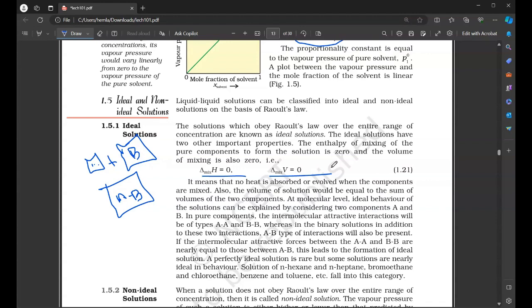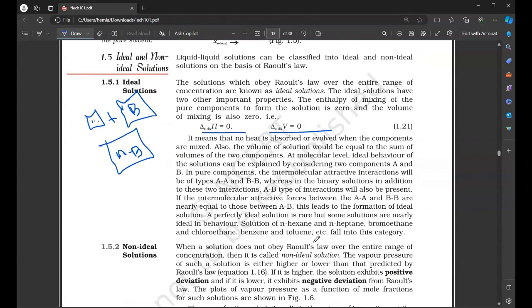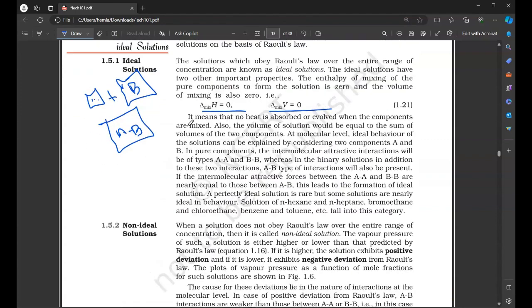Enthalpy of mixing is zero, volume of mixing is zero, delta S of mixing, entropy, is positive. This is not given in the textbook, but I think you should know it. Delta entropy of the solute is zero, and delta G of the mixture is negative. Delta S is positive. Pa minus Pa naught, Pa is equal to Pa naught into X, same Raoult's law. So I think this is what it is.